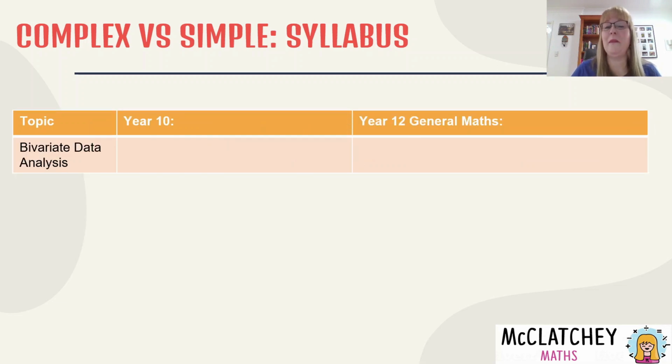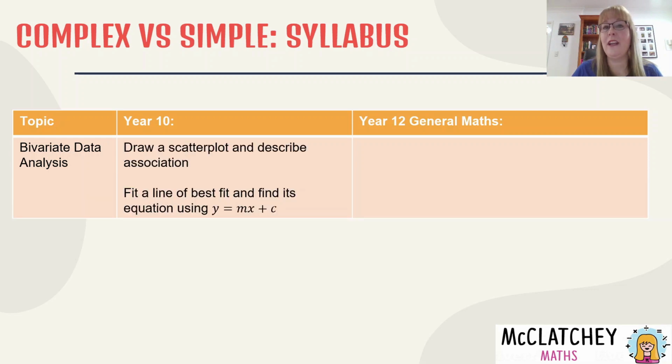Let's consider bivariate data analysis. If you're in grade 10, you'll have drawn a scatter plot. You'll have worked out the line of best fit on your scatter plot by determining that using your own judgment, and then you'll calculate the line of best fit's equation using y equals mx plus c by finding 2 points on the line, calculating the gradient, and then the y-intercept using algebra.